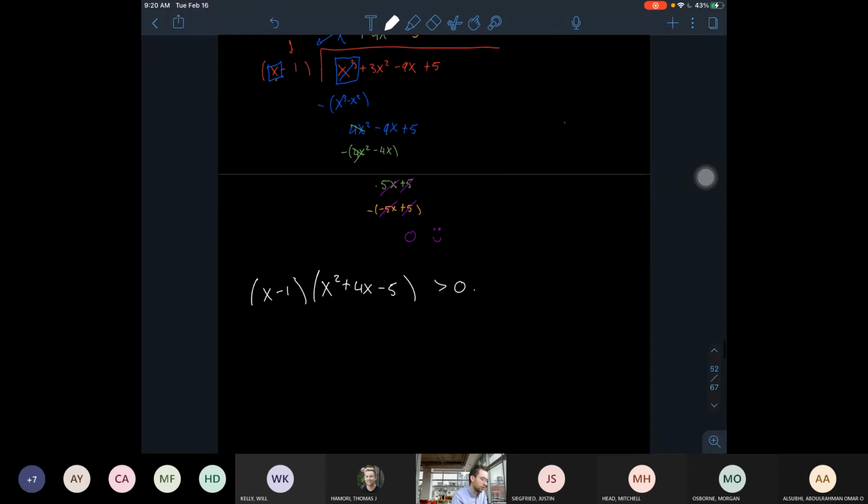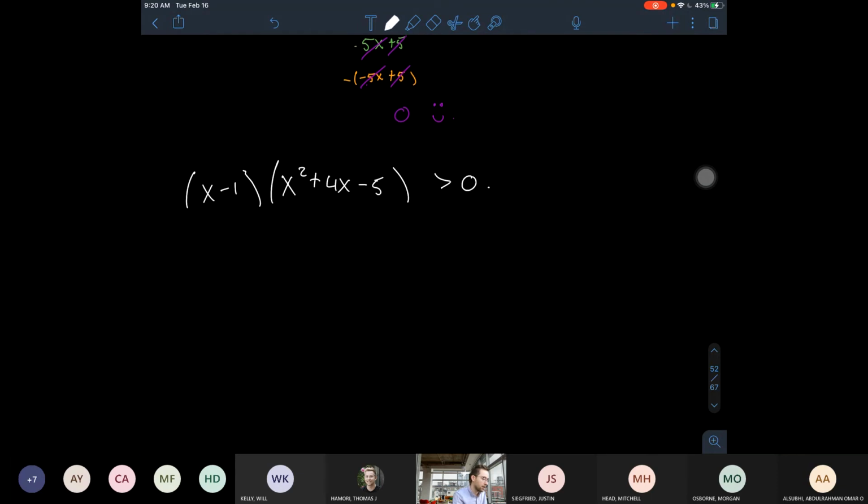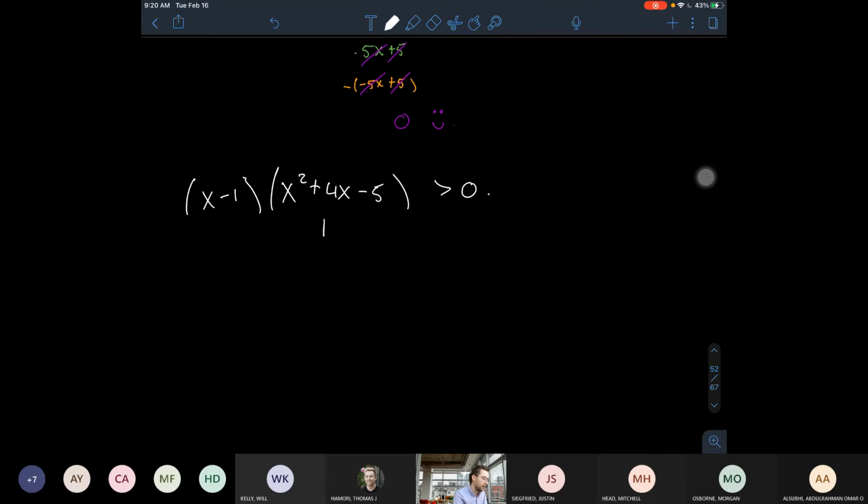Okay, and now all I have left to do to figure out where the zeros of this thing are is check what the zeros of this quadratic are. I can factor it, right? So I get x minus 1, and I factor that. It looks like we get an x plus 5 and an x minus 1.